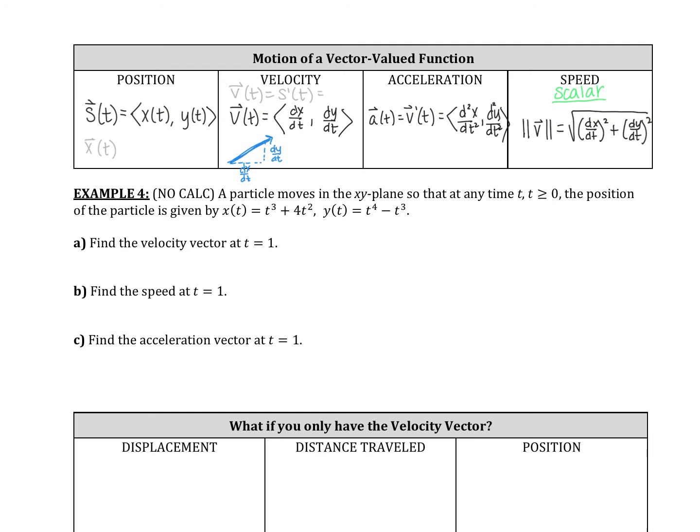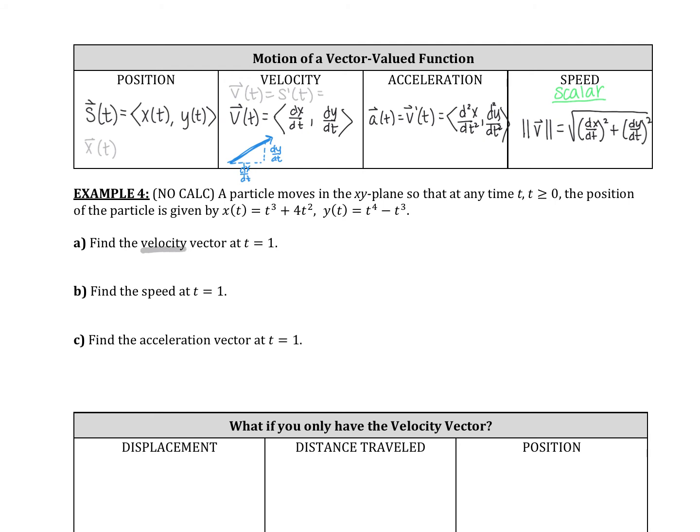So let's look at an example. This would be an example of a no calculator. A particle moves in the xy plane so that at any time t greater than or equal to 0, the position of the particle is given by x of t equals t cubed plus 4t squared, and y of t equals t to the 4th minus t cubed. And then it asks me to find the velocity. So make sure you know what you're finding. We are finding the velocity at t equals 1.